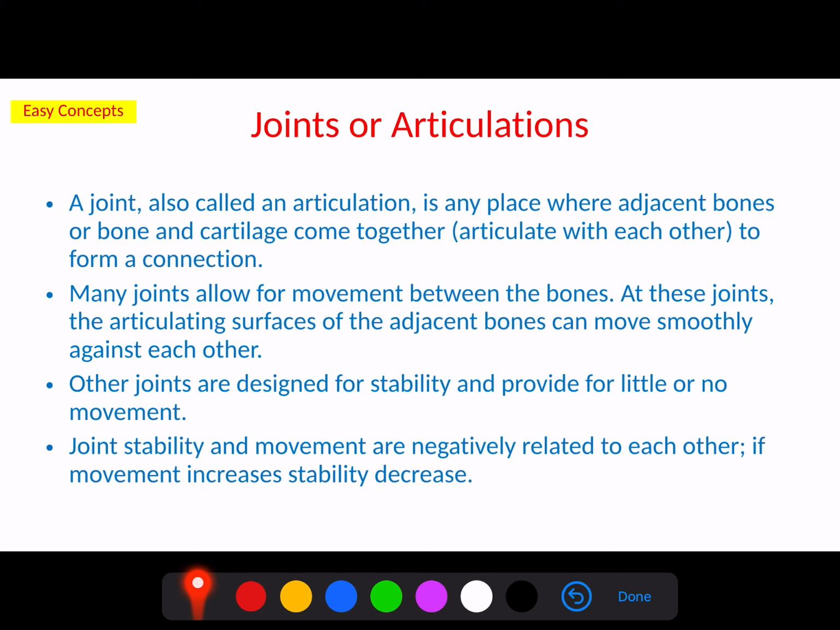Very briefly, we can define a joint as any place where two bones are coming together, either two bones or bone and cartilage coming together. This is also called articulation. And as we understand, joints usually allow movement between the bones, but sometimes other joints are designed for stability and therefore they don't allow any type of movement for these bones.